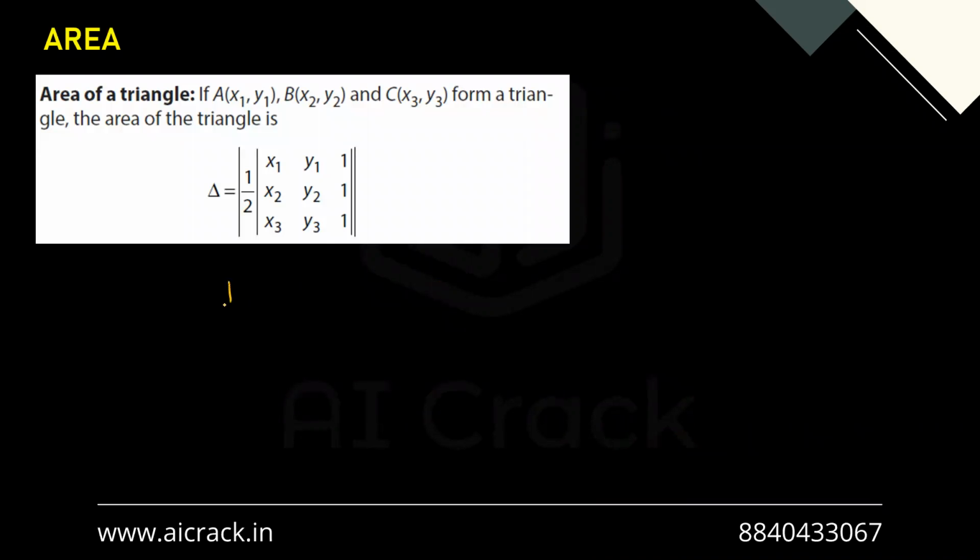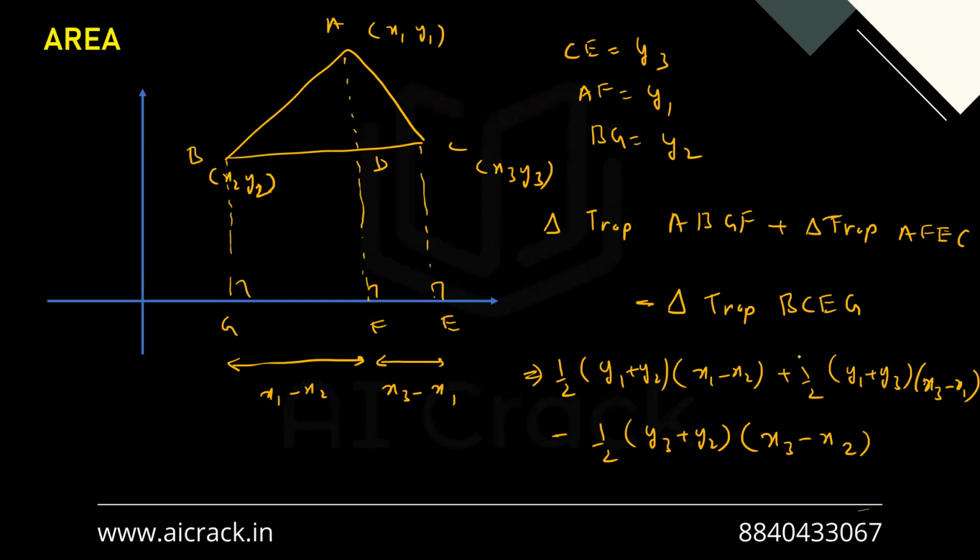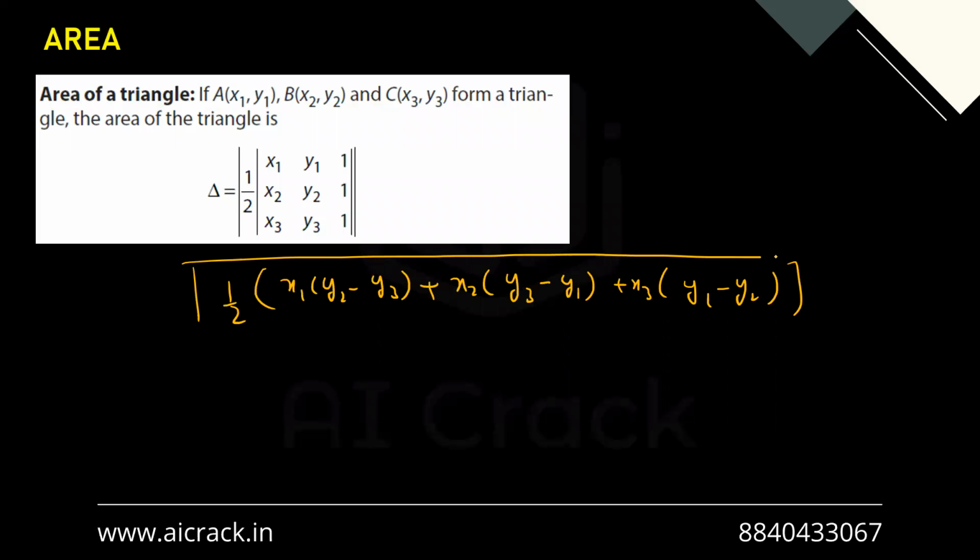So if I solve this further, I'll write it over here. I'll get 1 by 2 times x1 times (y2 minus y3) plus x2 times (y3 minus y1) plus x3 times (y1 minus y2). So this is the formula we are going to get if I open this up. Okay, so this you have to remember.